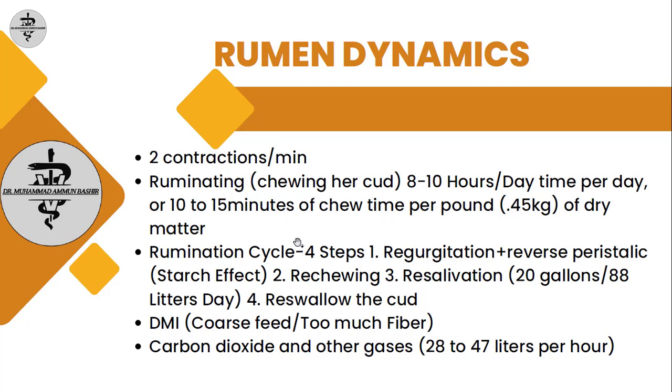A rumination cycle consists of four parts: regurgitation, rechewing, resalivation, and reswallowing the cud. First of all, the starch present in the diet will stimulate the esophagus and rumen groove. This will start the reverse peristaltic movement, meaning the flow of food from the rumen to the esophagus to the mouth. That is called reverse peristalsis, and the regurgitation.